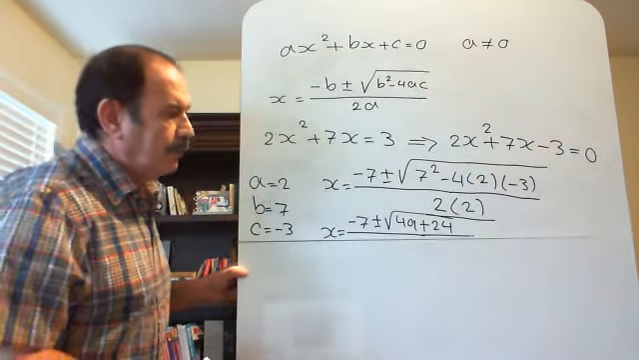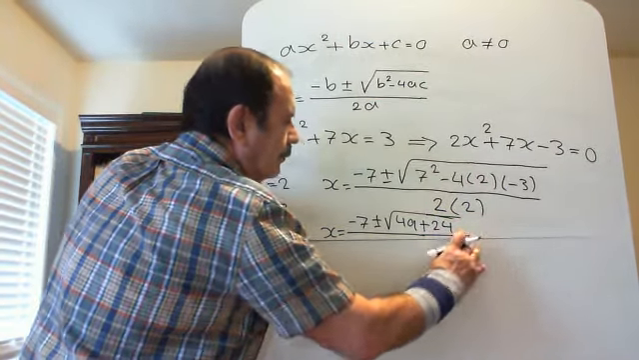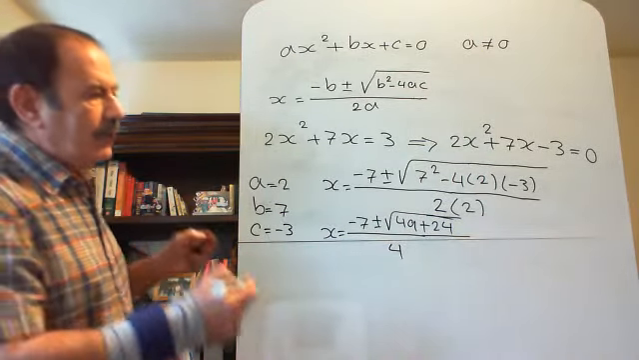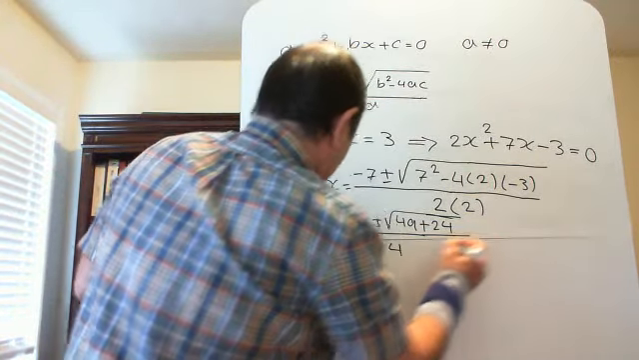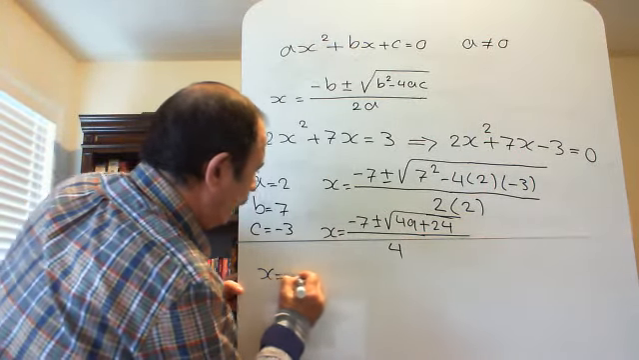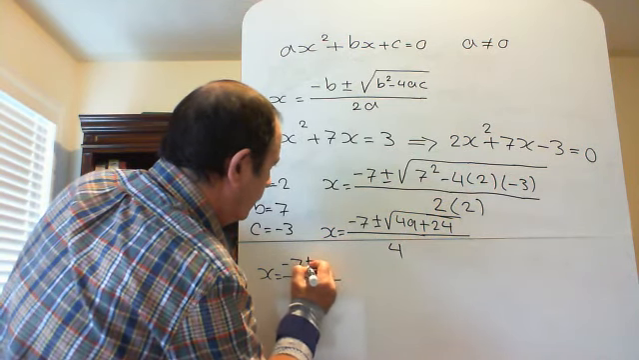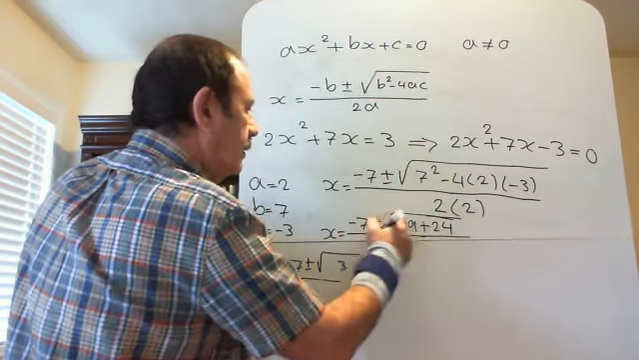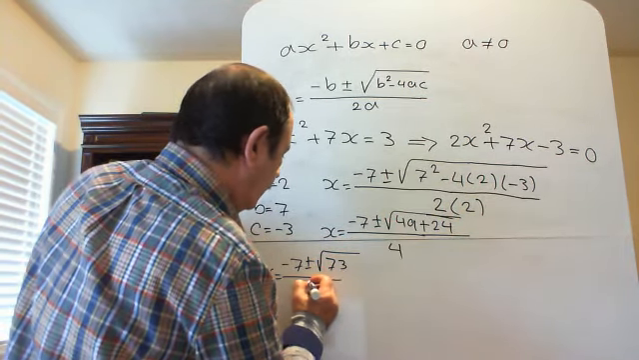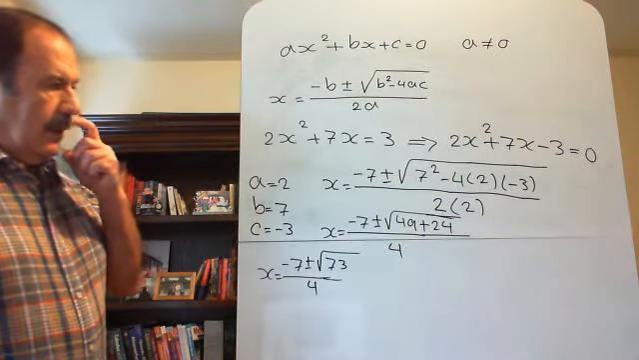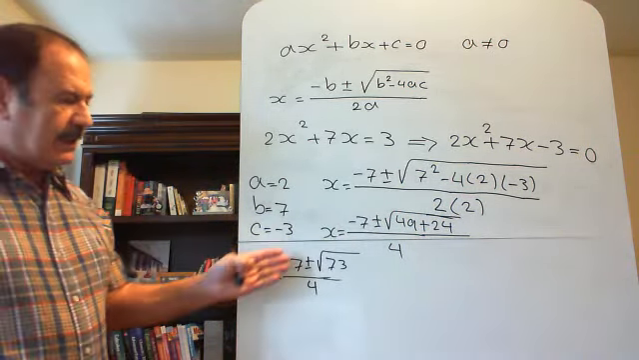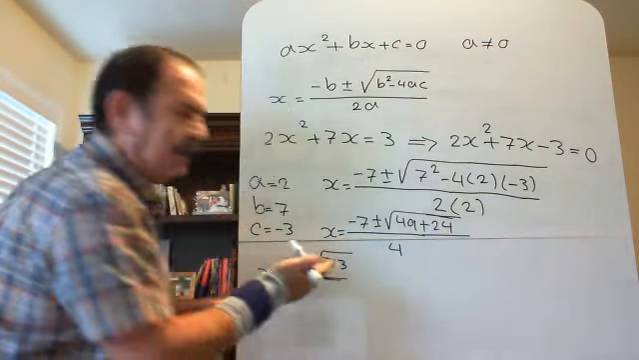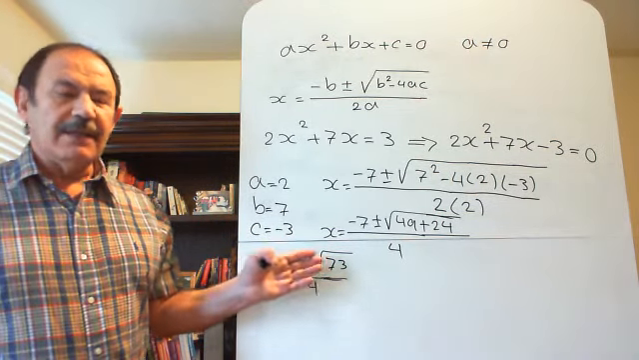Okay. Now we don't need to. And what is the denominator? 2 times 2 is 4. Now simplify one more step. x is going to be minus 7 plus or minus radical 49 plus 24, which is 73 over 4. Right? Minus 7 plus or minus radical 73 over 4. We cannot simplify the radical 73 anymore.